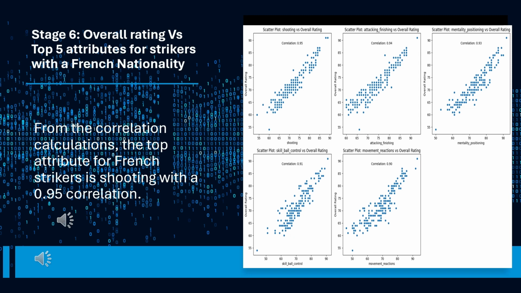As we can see, there's a positive correlation that if you have a higher overall rating, your shooting, your finishing, mentality, positioning, skill, ball control, and movement in terms of reaction will all increase or be at a high value due to your player rating.